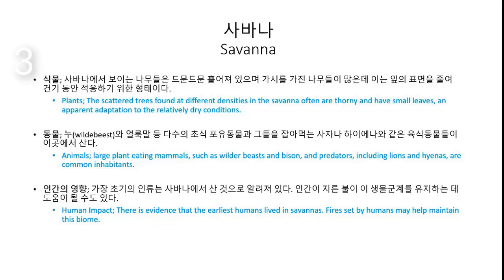Animals. Large plant-eating mammals such as wildebeests and zebras and predators, including lions and hyenas, are common inhabitants. Human impact. The earliest humans may have lived in savannas. Fires set by humans may help maintain this biome, though overly frequent fires reduce tree regeneration by killing the seedlings and saplings.